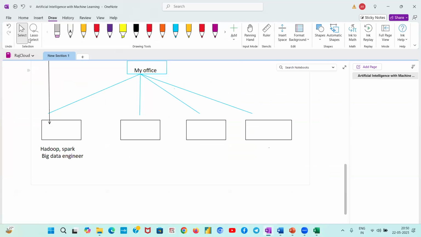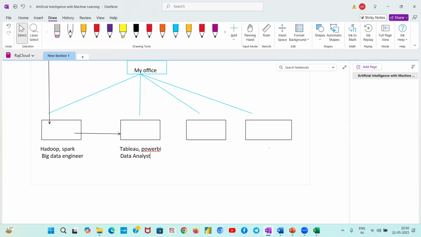Immediately, one of our other teammates who are working on the analysis get the data from here once again, and they start applying some data visualization techniques such as Tableau or Power BI. So what are they called? Those are called data analysts.